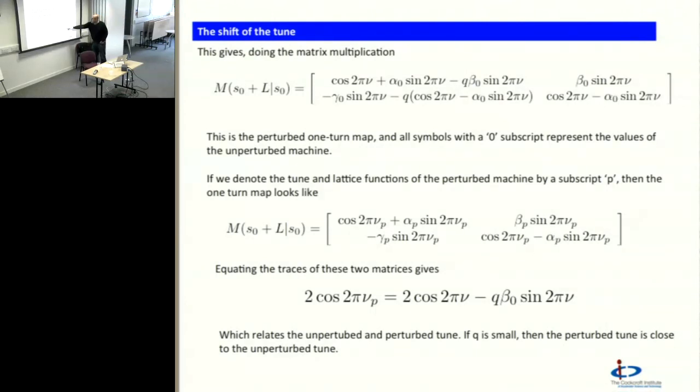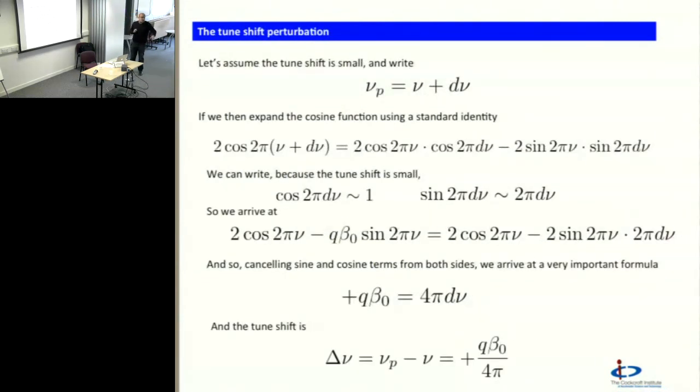If I do that, I get this expression, which links the new tune to the old tune and Q, which relates the unperturbed tune, nu. There should be a 0 there, I guess. Okay, yeah. And that's the tune for the perturbed machine. If Q is small, the tunes are close to each other. It's a small perturbation. I'm shifting it slightly by the quadrupole map. So let's assume it's small, and I'll do a linear expansion. So the perturbed tune is equal to the unperturbed tune plus some small shift. It's a small quadrupole field.